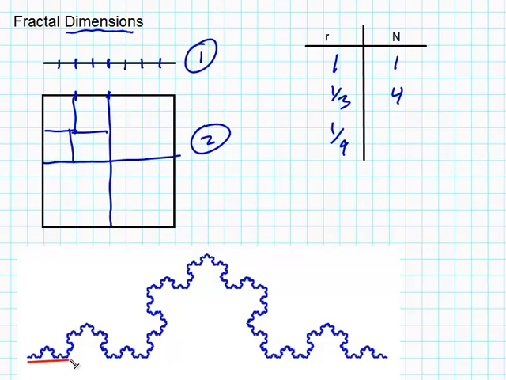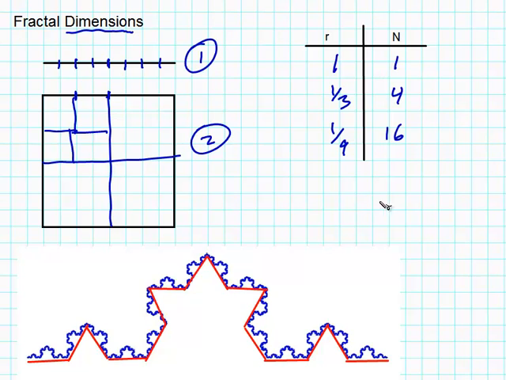Now I can get more detail. Notice I'm still ignoring a lot of detail here, but I'm getting more detail than before. And as long as I measure the length of it with these shorter measuring sticks, so to speak, the length I get is 1, 2, 3, 4, 5, 6, 7, 8, 9, 10, 11, 12, 13, 14, 15, 16. So my count of the number of pieces is 16.